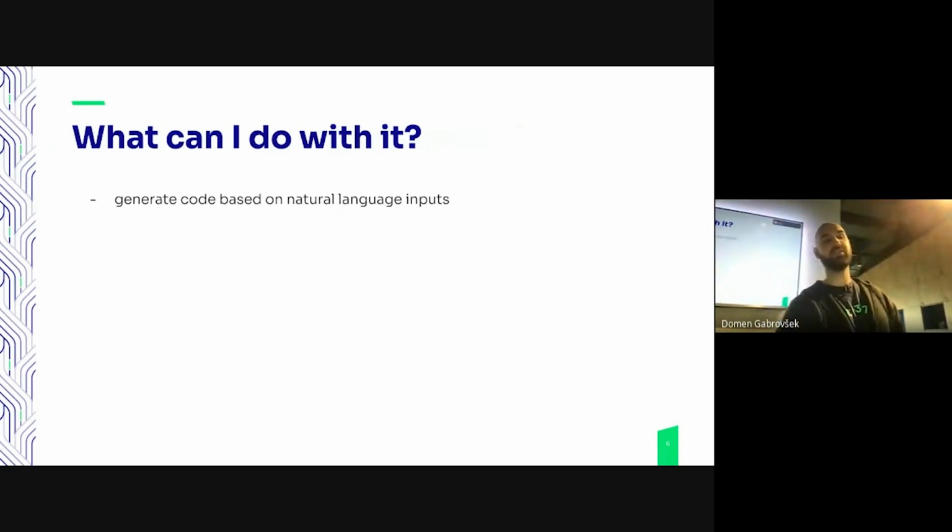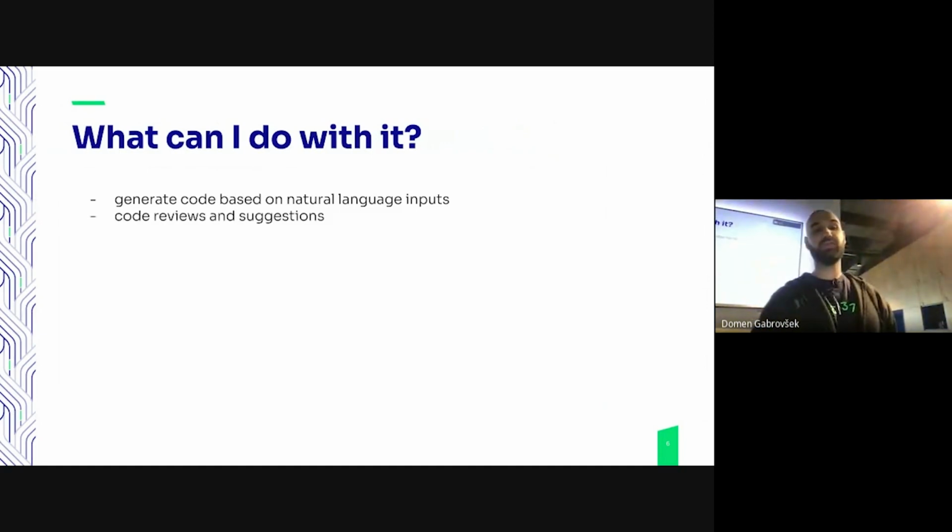I can generate code based on natural language inputs. What does that mean? Sometimes when I'm doing a project, I cannot really express or ask Google what exactly I want. So I say it in some simple words, and it will give me code examples, and I can iterate on that.